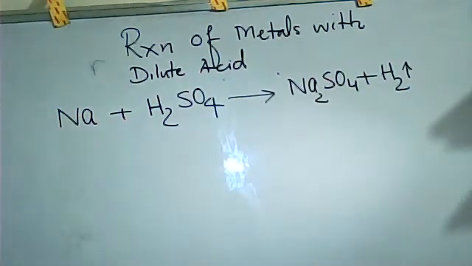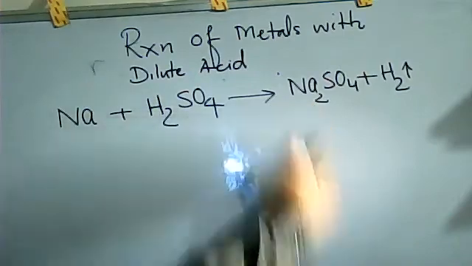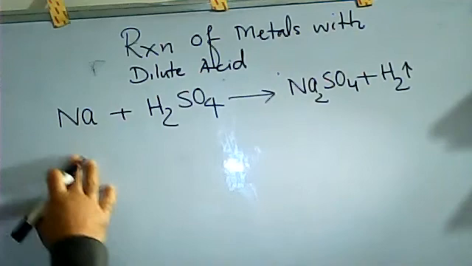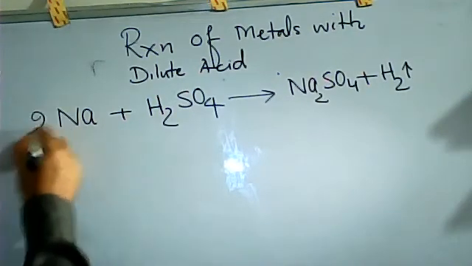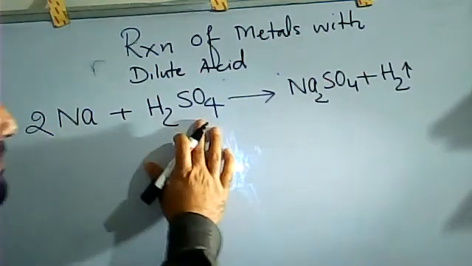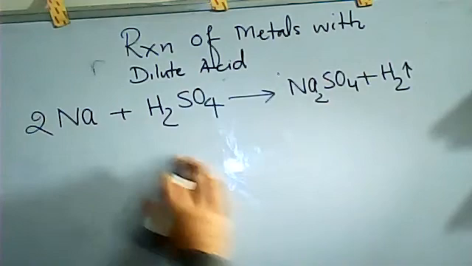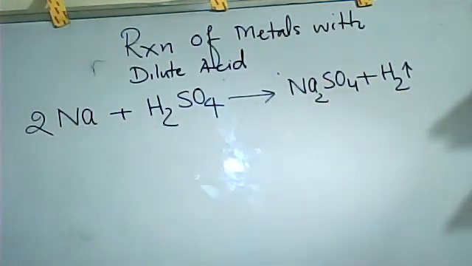So it's important here. Now, we are seeing that there are two sodium atoms on the right hand side, and there is only one on the left. So we'll try to balance it. If I write twice Na, we have one sulfate here, we have one sulfate here also, we have two hydrogens, means this reaction is now balanced.